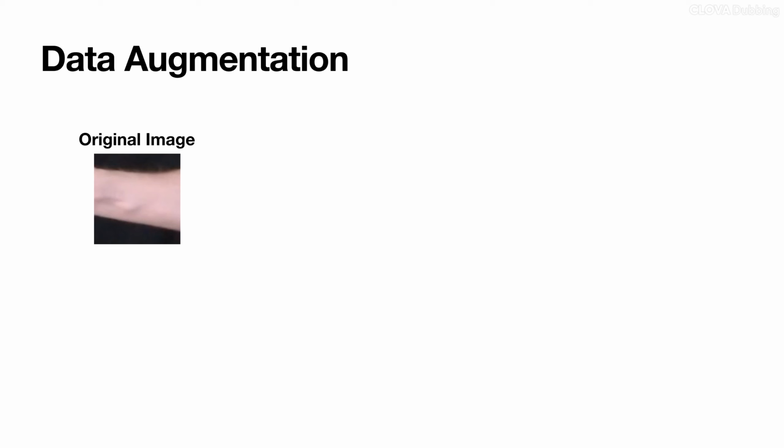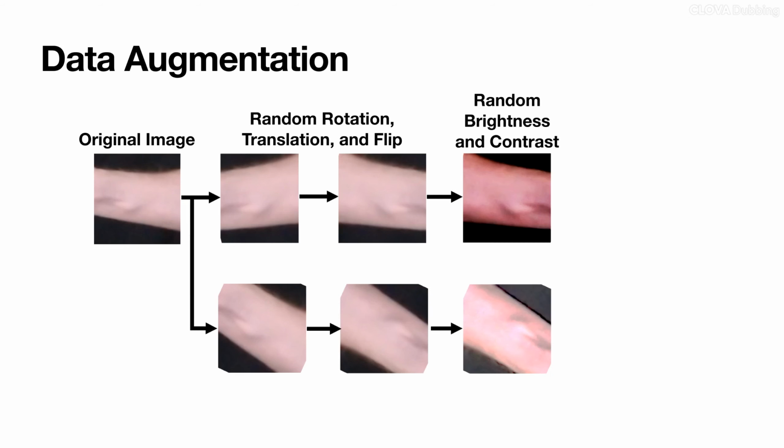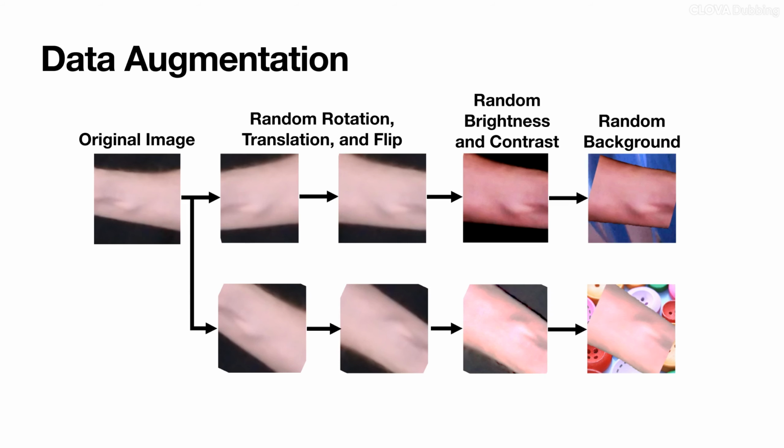To overcome the limitation in the collected dataset, we use several data augmentation tricks. First, images are randomly rotated, translated, and flipped. Second, brightness and contrast of images are randomly changed. Finally, a background is randomly changed, so that the trained model can be robust to various environments.